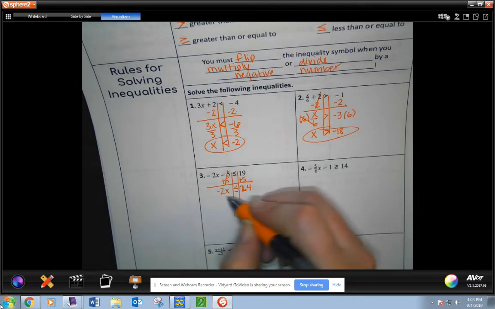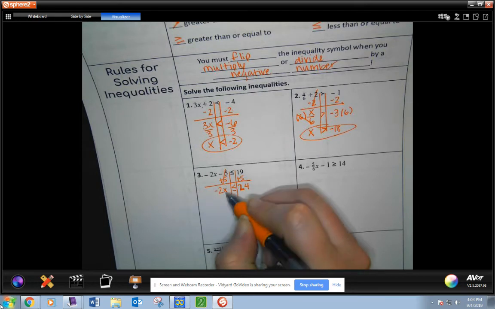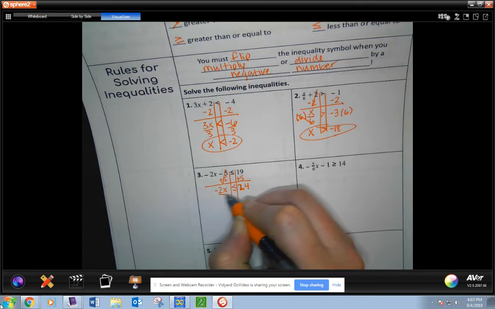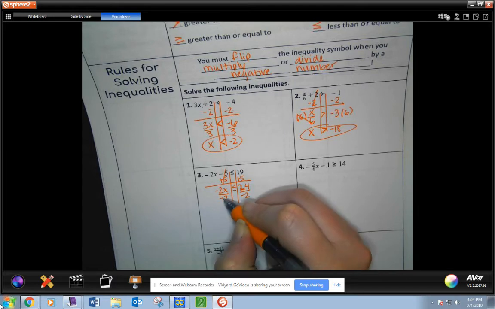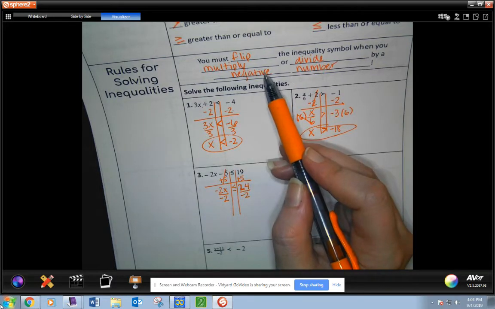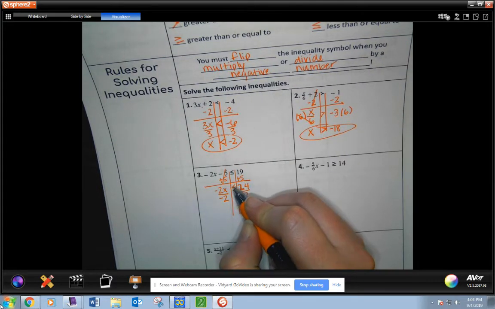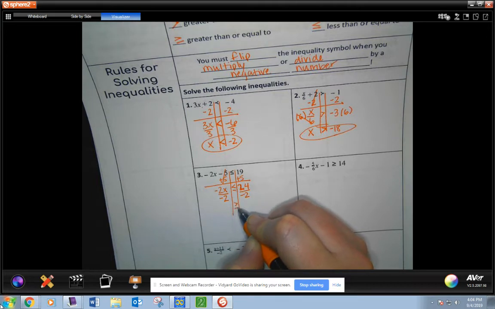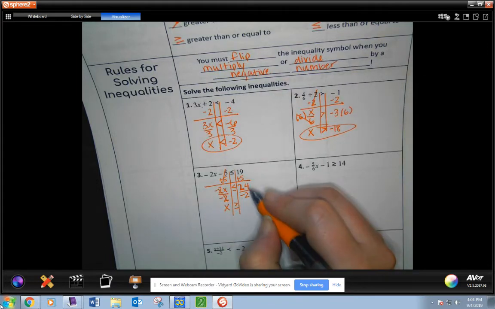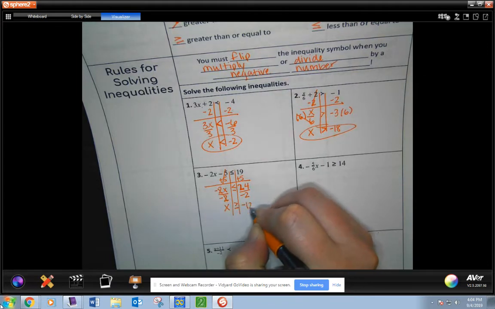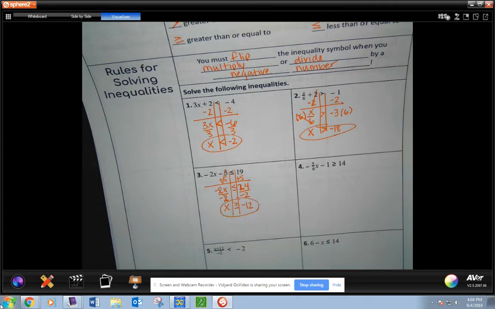Okay, from here, when you have a negative 2 touching an x, a number and a letter touching means we're multiplying, so the opposite would be to divide. Now, when I divide by negative 2, I'm now dividing by a negative number. So instead of a less than or equal to, I have to flip my sign to a greater than or equal to. This will be x still, because the negative 2's cancel. And 24 divided by negative 2 is negative 12. So you just got to make sure you flip that sign.